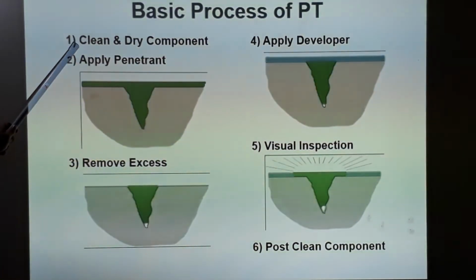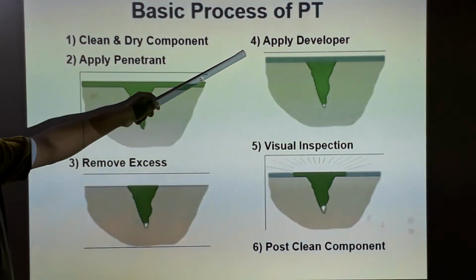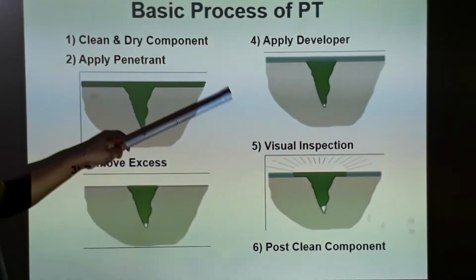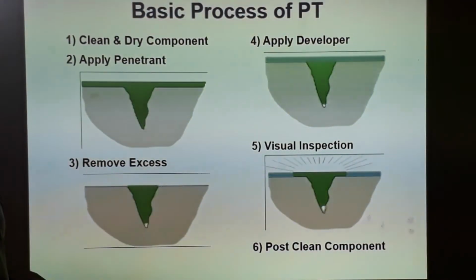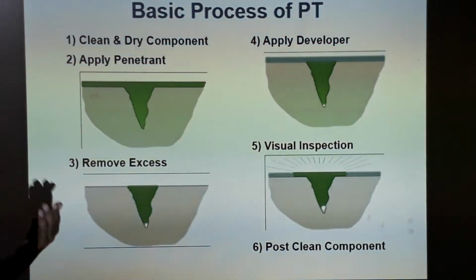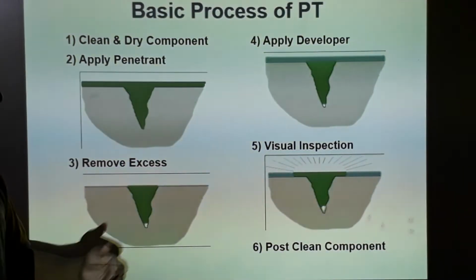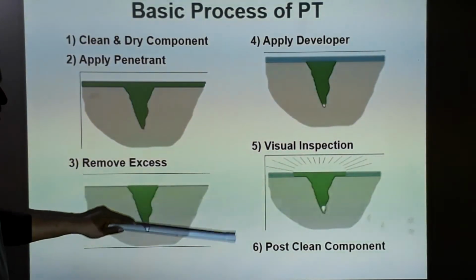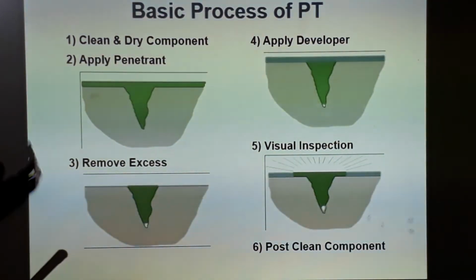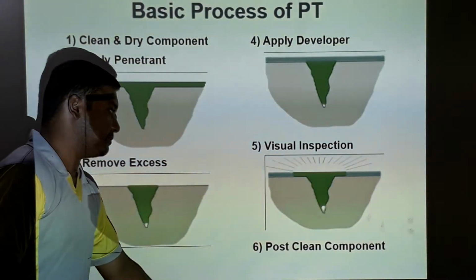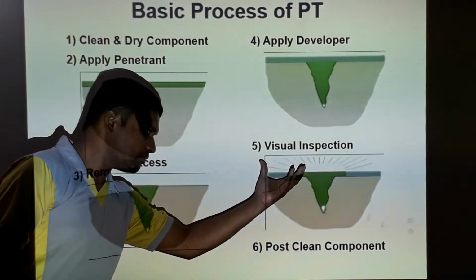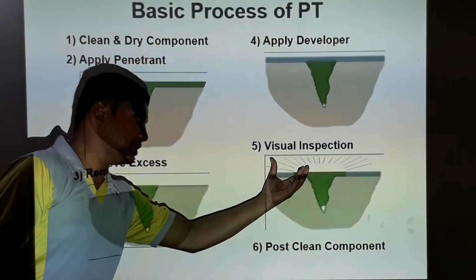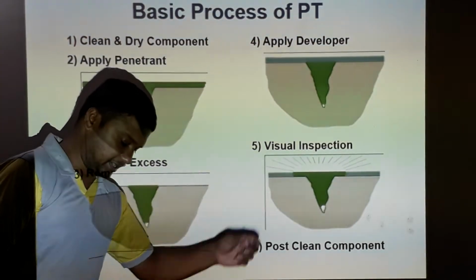Now: pre cleaning, apply penetrant, remove excess, apply developer, visual inspection, post cleaning. These are the 6 basic steps involved in any kind of penetrant testing, be it visible or fluorescent particle testing, and regardless of which type of penetrant or developer you are using. You need to remember these 6 basic steps, and the concept of how the blotting action happens, due to the void created in the bottom part of the defect, and the sucking of the penetrant by the developer layer present above the cloth.